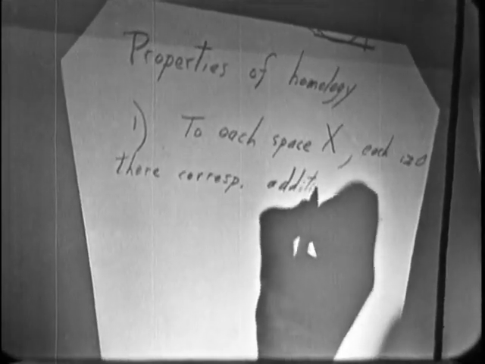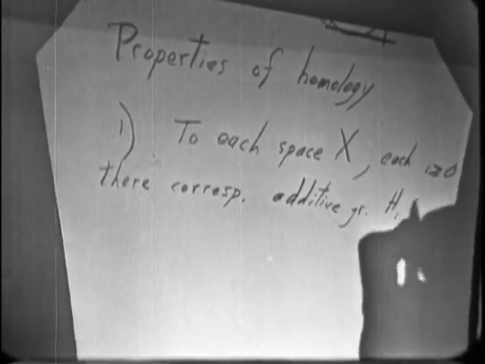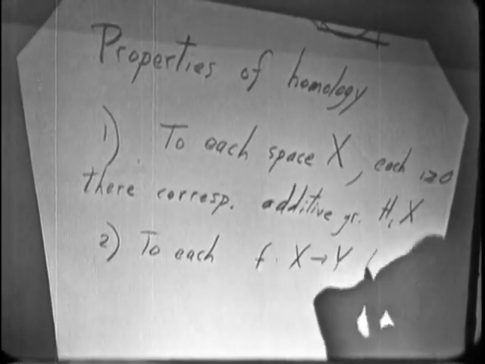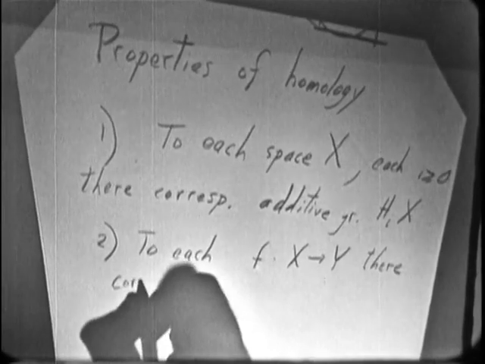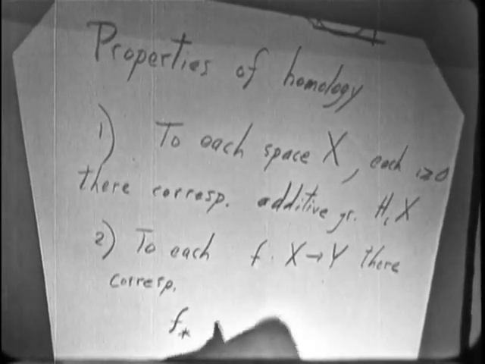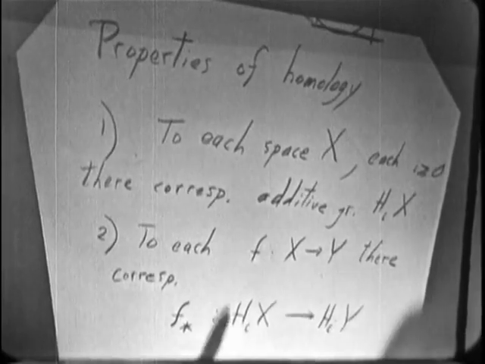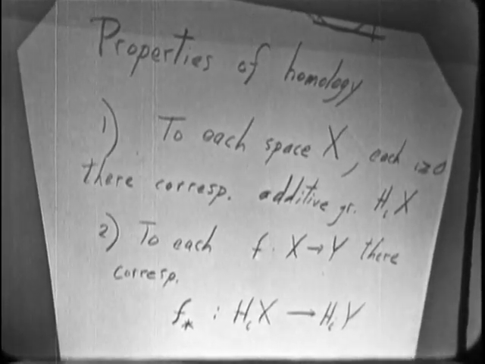First property is that to each space X, each integer i greater than or equal to zero, there corresponds an additive group called H_i of X. And the second property is that to each mapping f, mapping X into Y, there corresponds f star mapping H_i of X to H_i of Y. This is a continuous mapping between spaces, and one gets a homomorphism between additive groups.